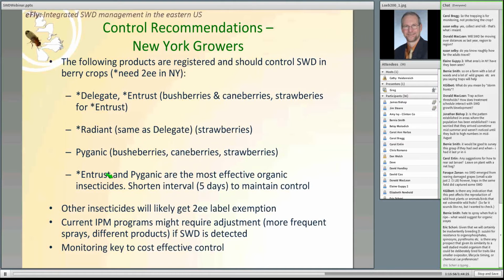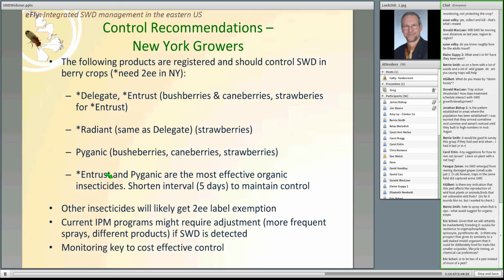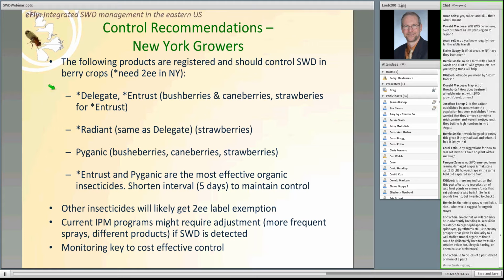For New York, we have this requirement that the pest needs to be on the label if you're going to apply for it. So we have need for 2EE label exemptions or expansions. In New York we have somewhat more limited materials available at the moment, so that we are kind of restricted to Delegate and Entrust in caneberries and bushberries and strawberries.